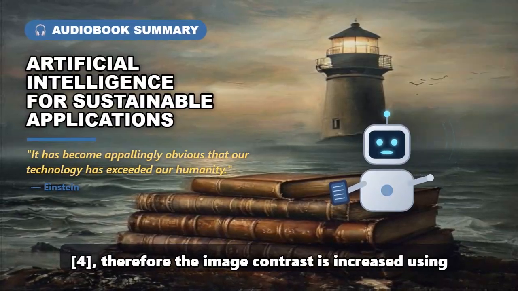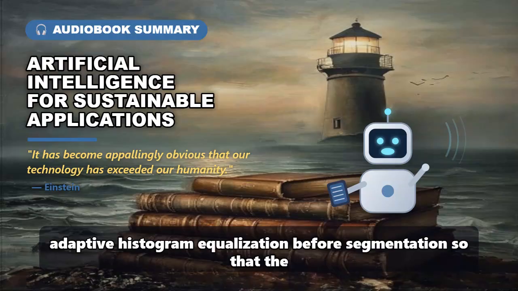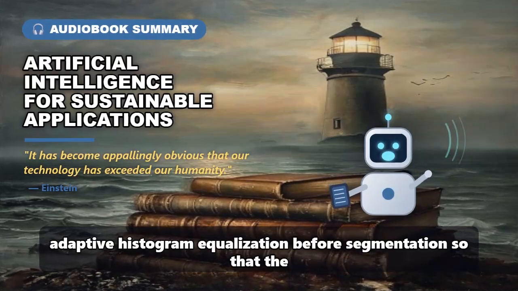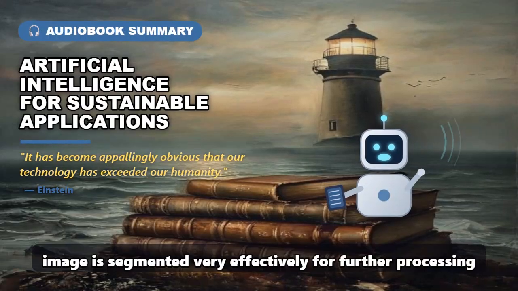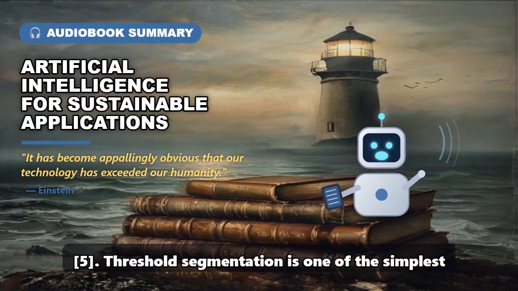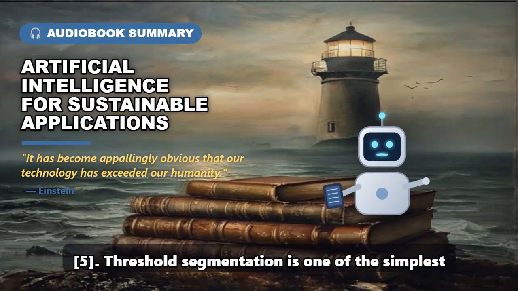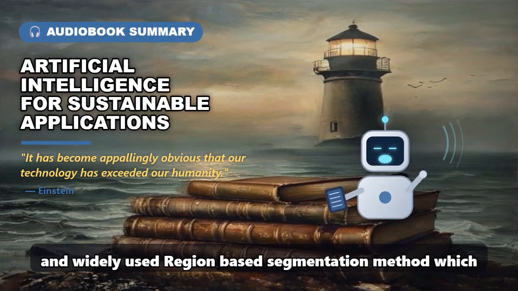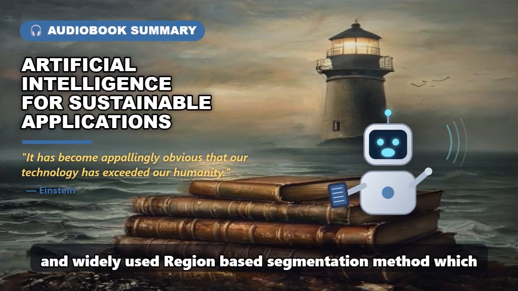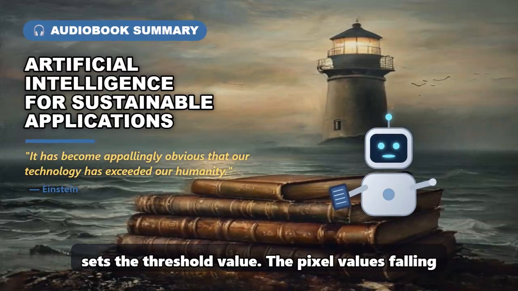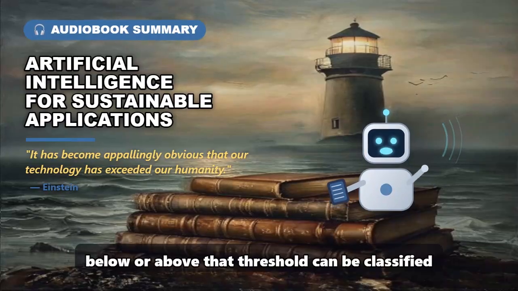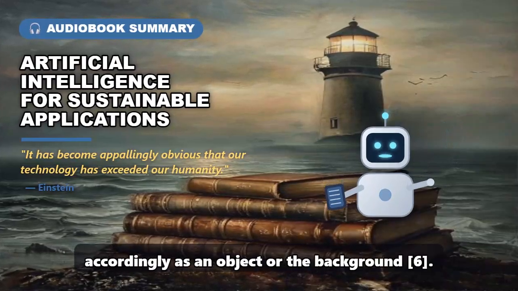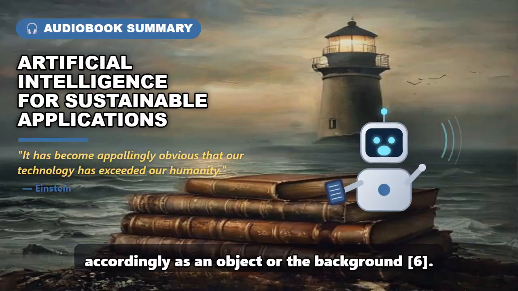4. Therefore, the image contrast is increased using adaptive histogram equalization before segmentation so that the image is segmented very effectively for further processing. 5. Threshold segmentation is one of the simplest and most widely used region-based segmentation methods, which sets a threshold value. The pixel values falling below or above that threshold can be classified accordingly as an object or the background.